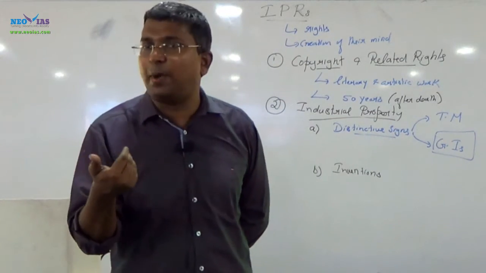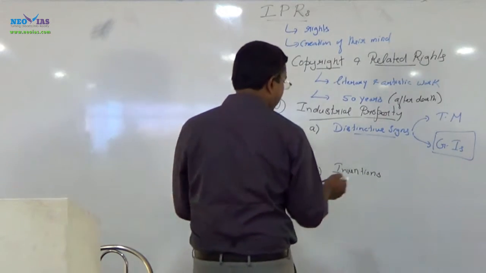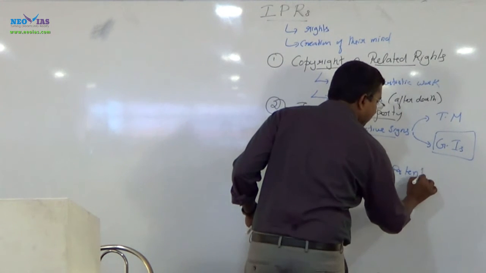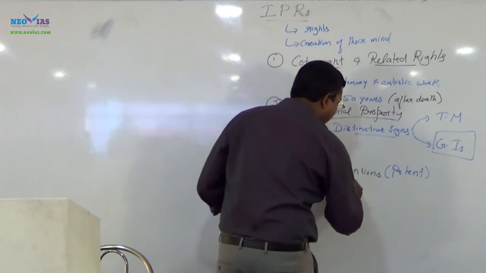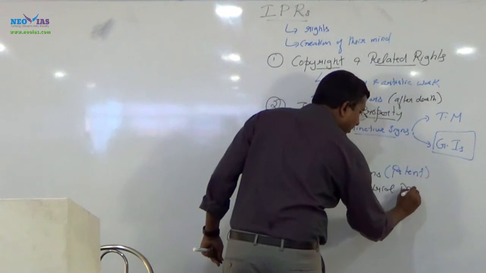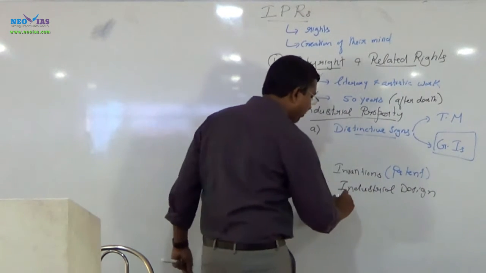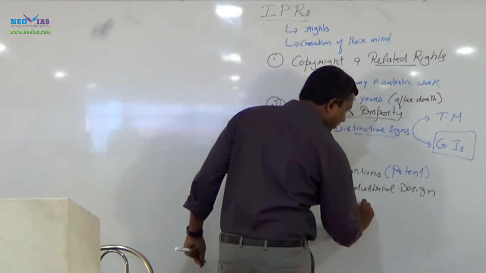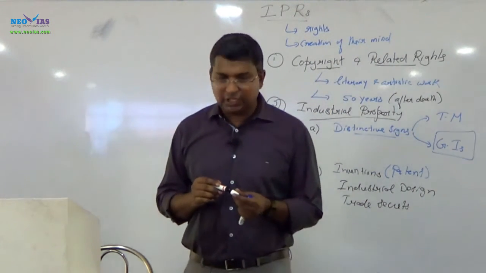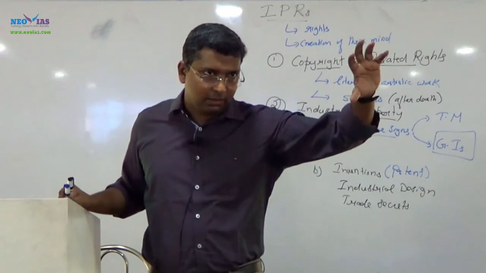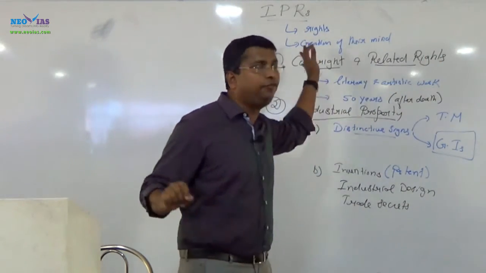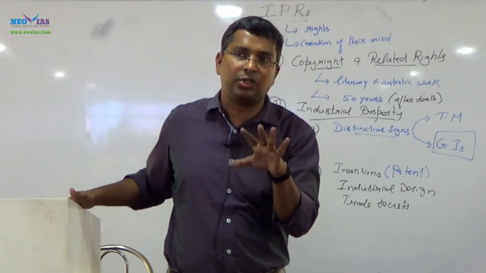Industrial design is again a part of this category. Patent is for inventions. Then industrial design is also part of IPR. And the third one is trade secret. Trade secrets. So this classification: patent, industrial design and trade secrets. All these constitute the different types of intellectual property.